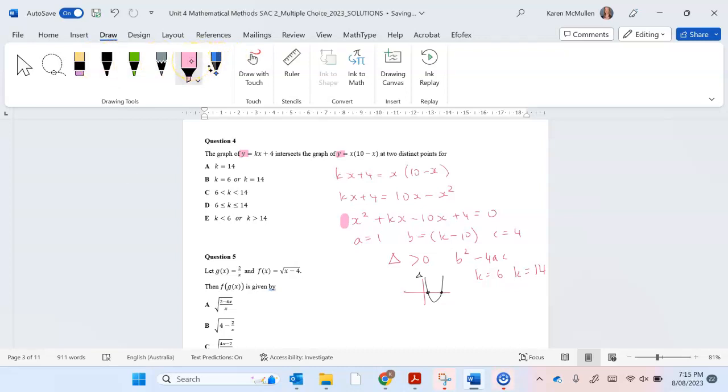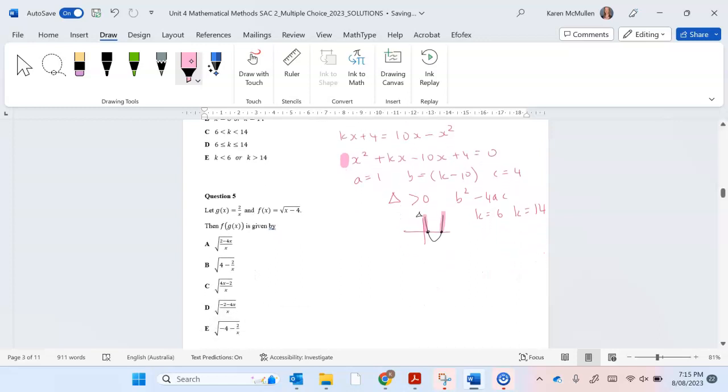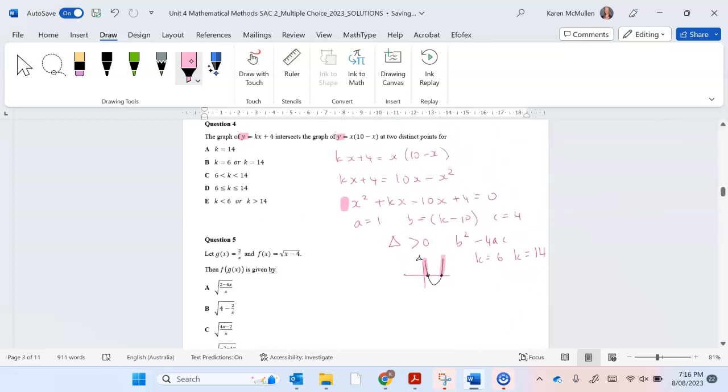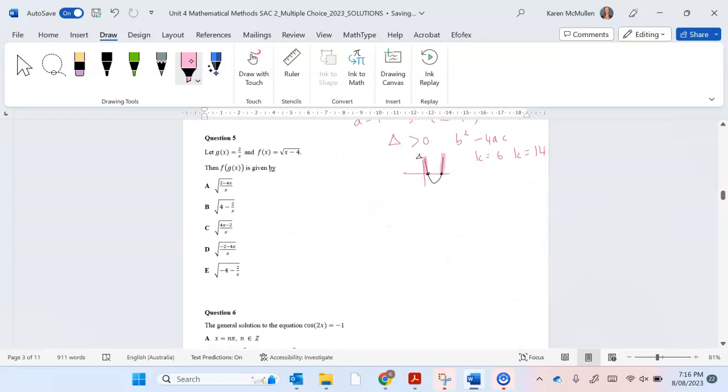So if we want the discriminant to be greater than 0, just make sure we want 2 distinct points. So it's going to be less than 6 and greater than 14. Another way you could do it is just substitute in a point between 6 and 14. So let's say 10, and just see whether your discriminant is greater than or less than 0. All right, so those types of questions are often on exams.